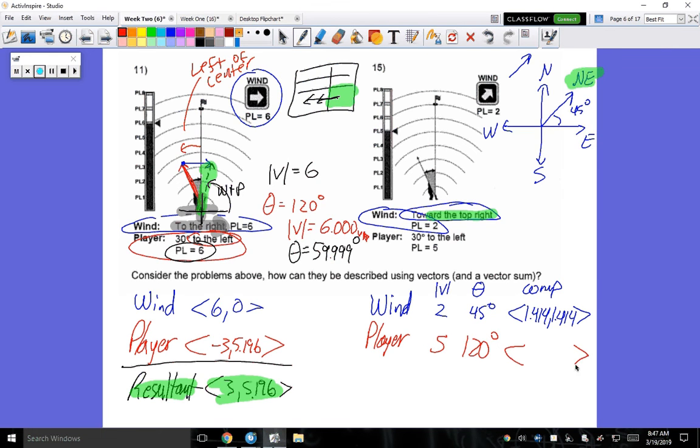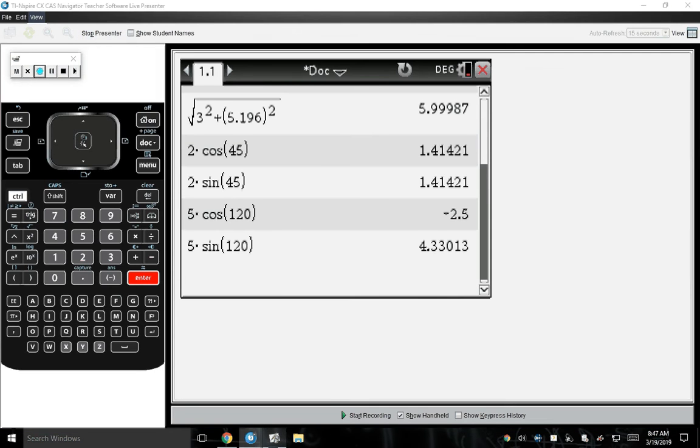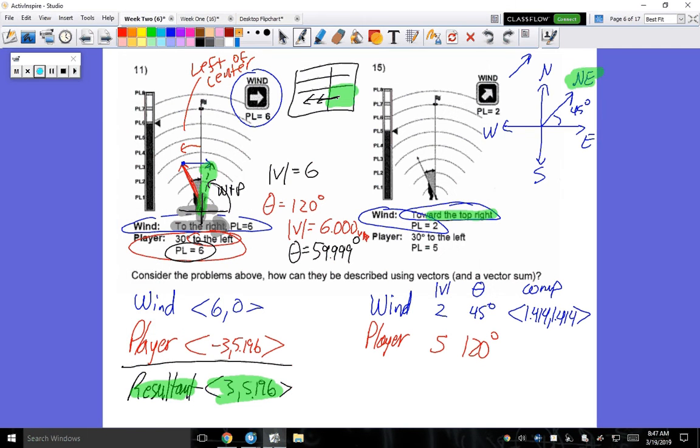And then we're going to do the same thing. The magnitude times the cosine, the magnitude times the sine. So we'll say 5 times the cosine of 120, and then 5 times the sine of 120. And going to the calculator, you see negative 2.5 and 4.330. So negative 2.500, if you will, and then 4.330. And now we're going to add them straight down to get our resultant vector.